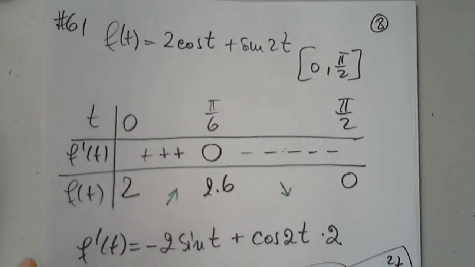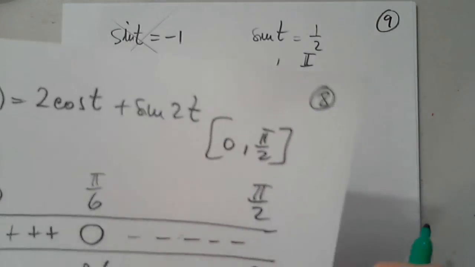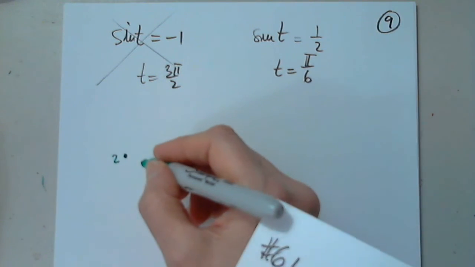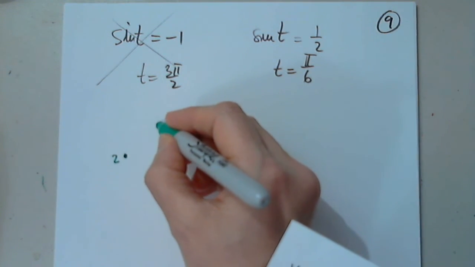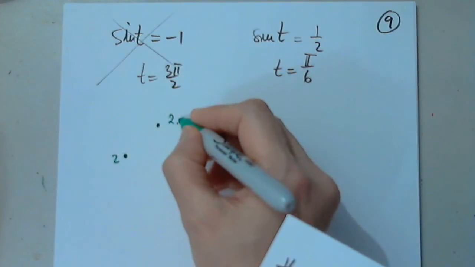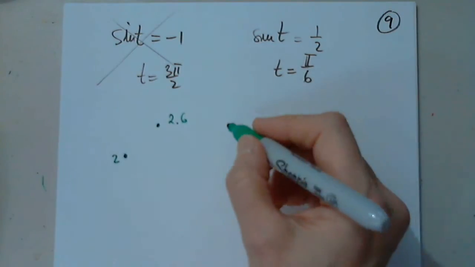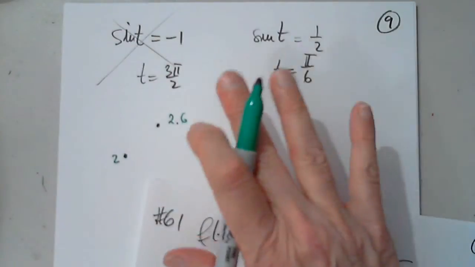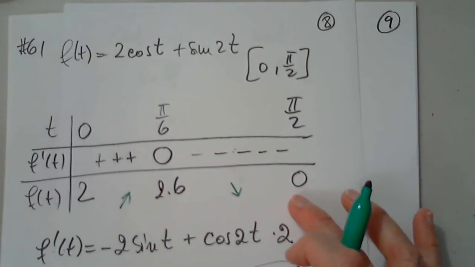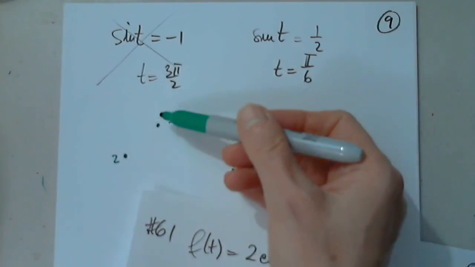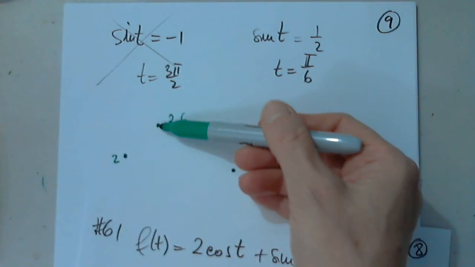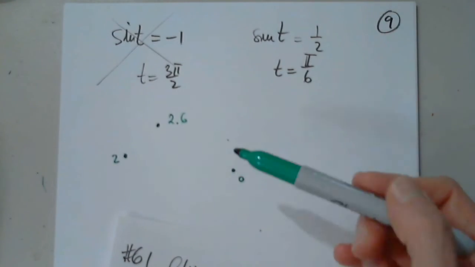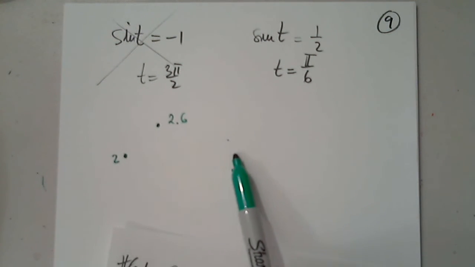Don't say anything before I just show you something in terms of points. So 0, 2 is here with a height of 2. Pi over 6, 2.6 is here. And pi over 2, 0 is here. Of course, I'm not graphing the function, I'm just plotting these points. So 0, 2 is here, then pi over 6, 2.6 is here, and pi over 2, 0 is here. So what type of point is this?